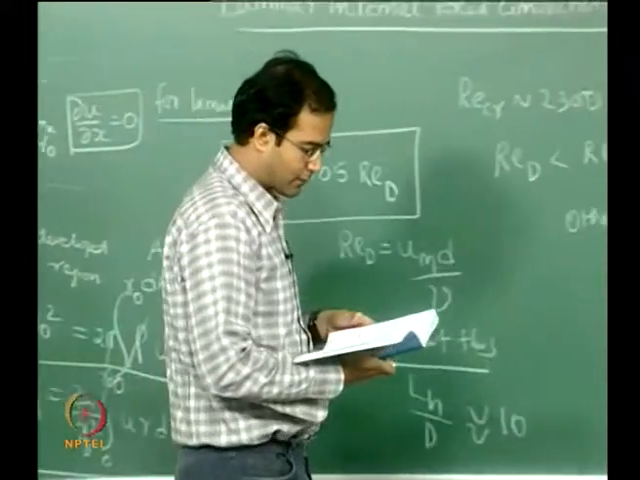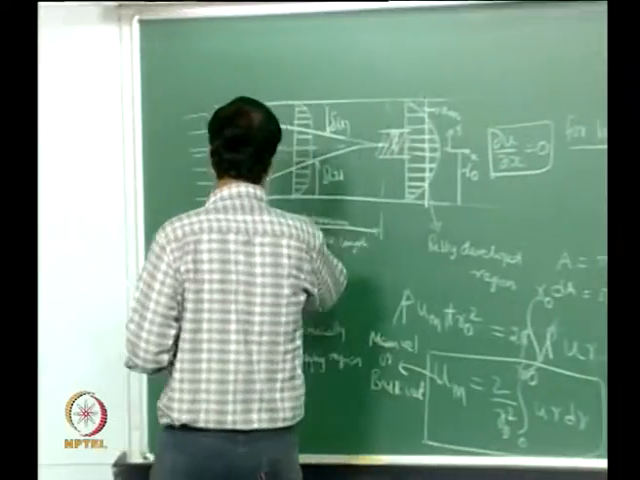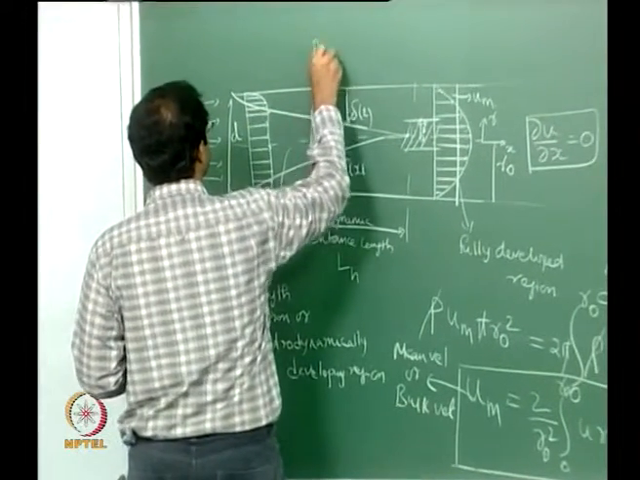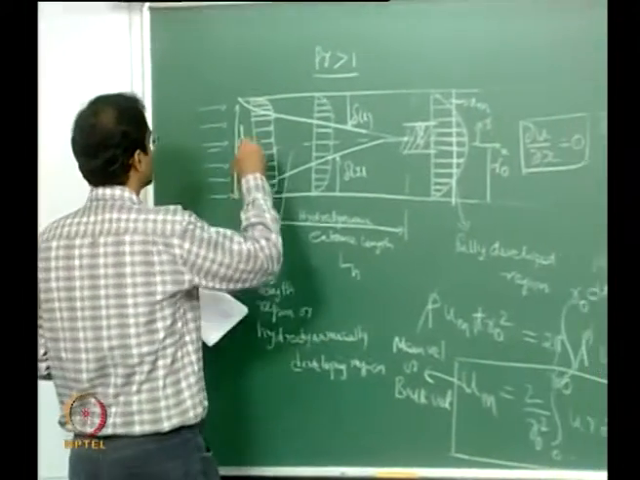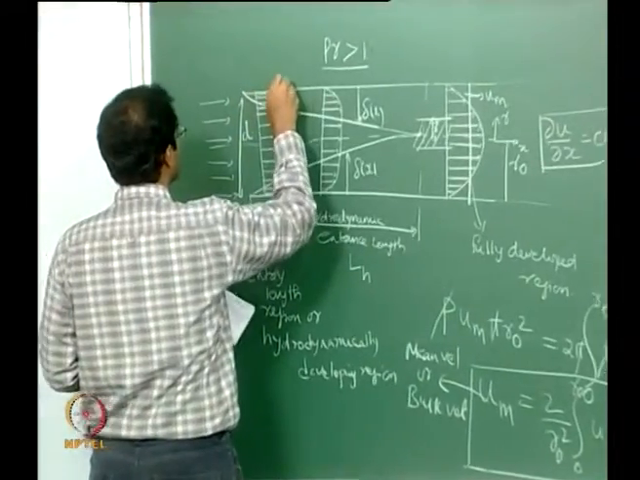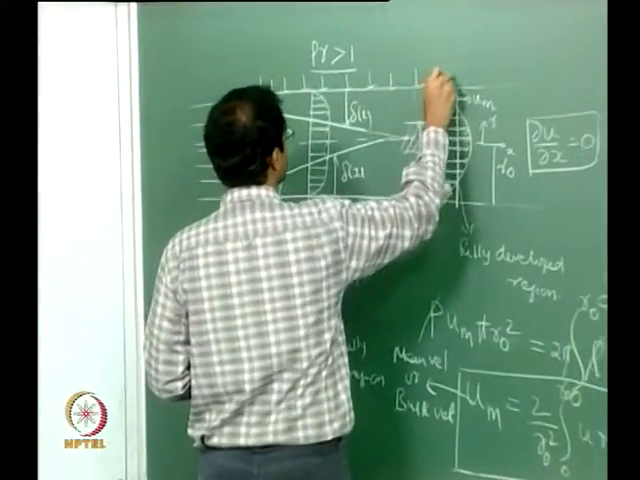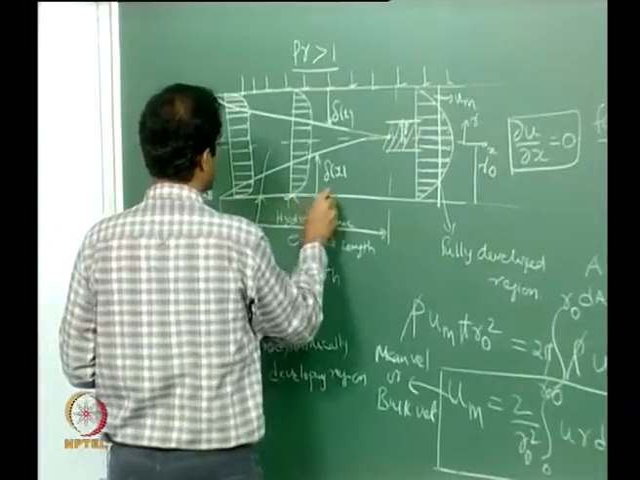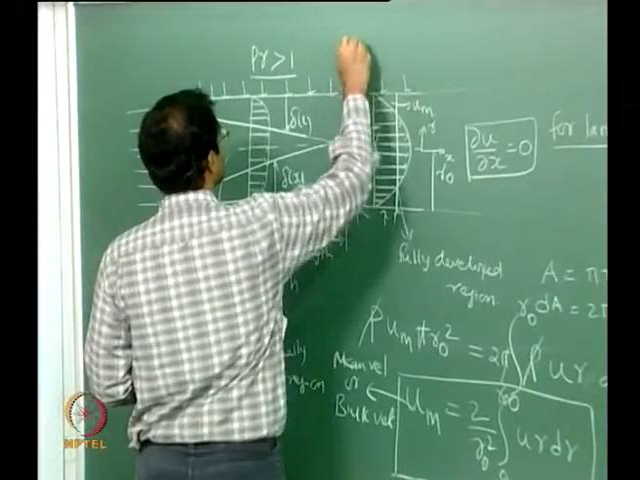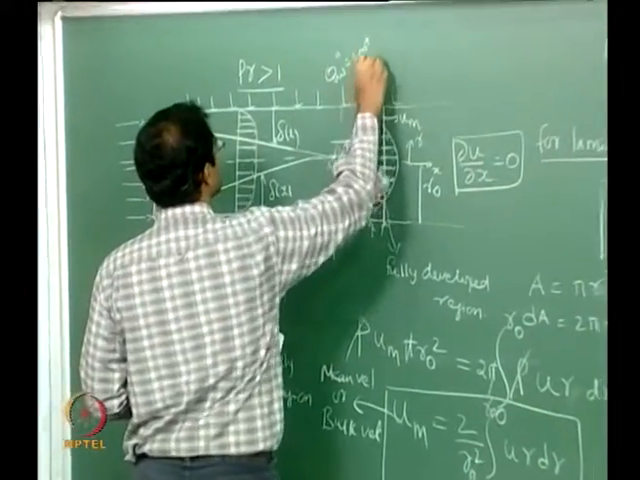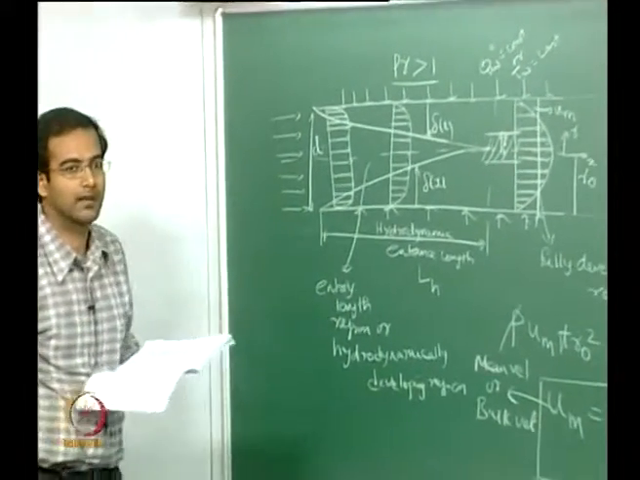Now, associated with the flow, we can also have heat transfer. In the case of heat transfer, suppose I take a case where the Prandtl number is greater than 1. Suppose I apply either a uniform heat flux or a uniform temperature to the duct walls, so either I say q wall is constant, or the wall temperature is constant, in either of these cases.